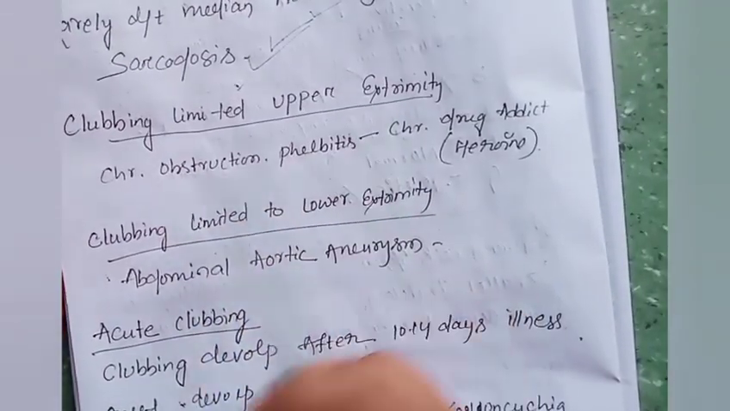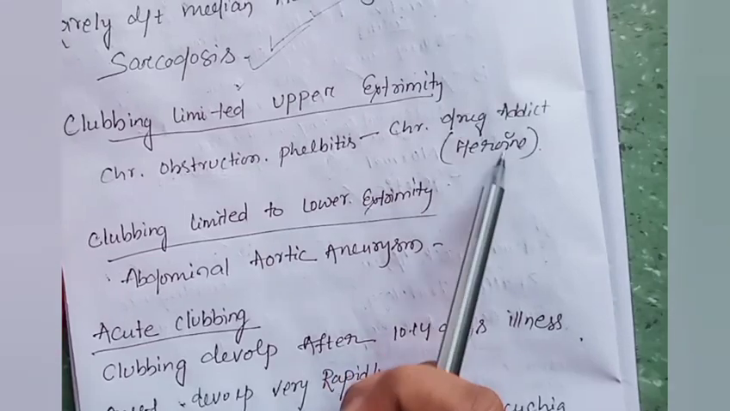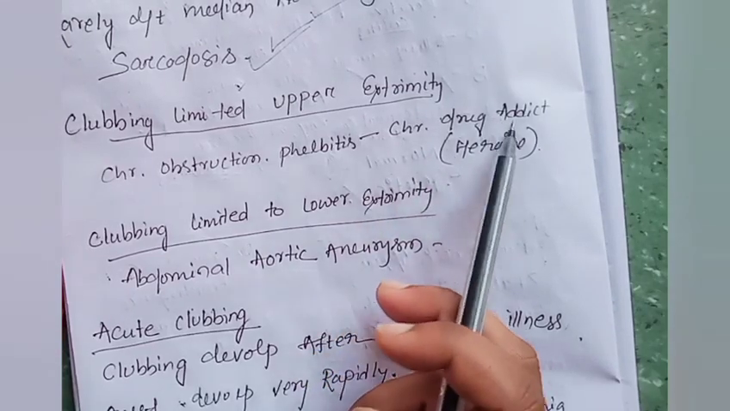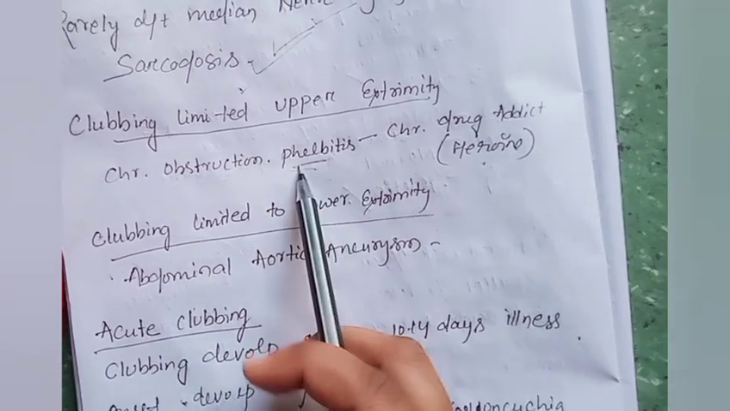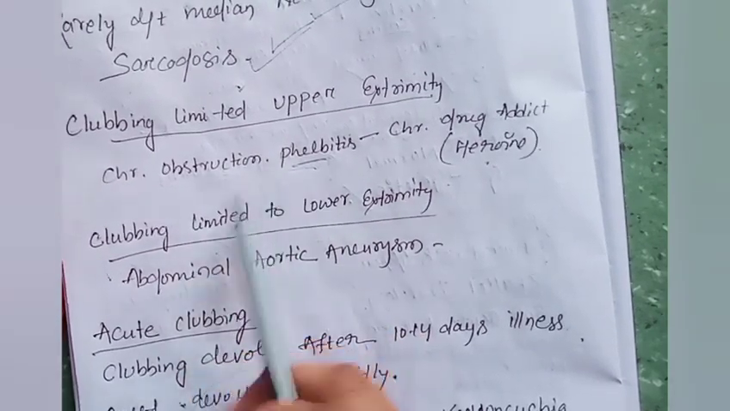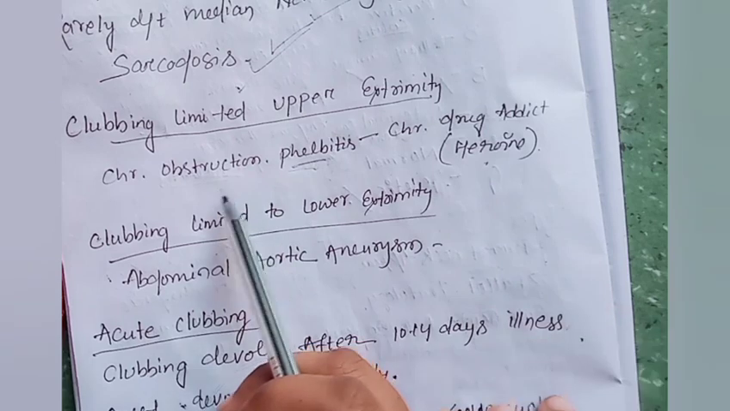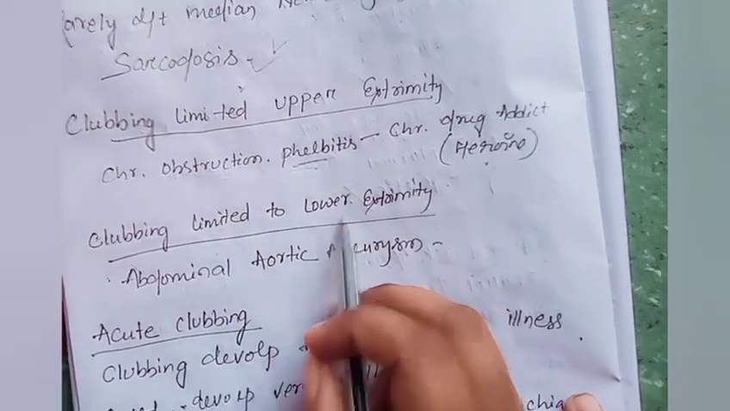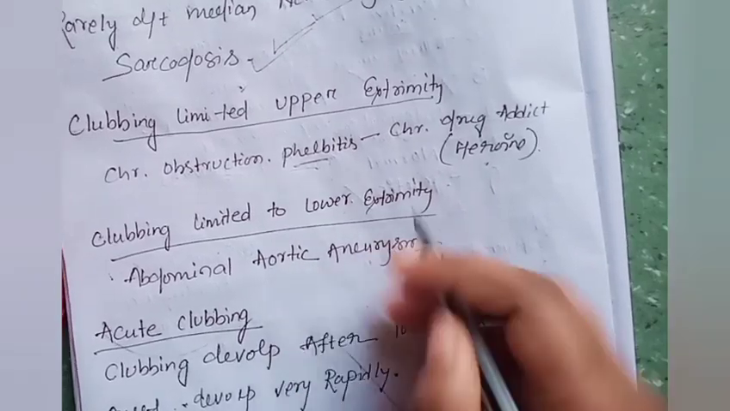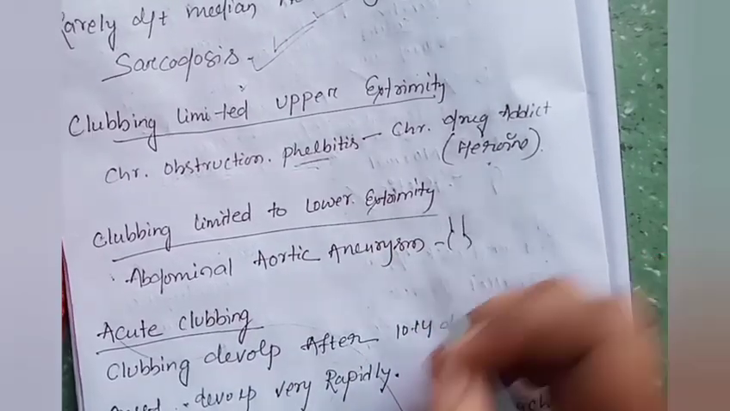Then clubbing limited to the upper extremity. That is in any person who is a chronic drug addict, like heroin, there will be chronic obstruction due to phlebitis. Phlebitis means inflammation of a vein. There will be vein inflammation with obstruction due to heroin abuse. Clubbing limited to the lower extremity is due to abdominal aortic aneurysm, meaning dilatation of the abdominal artery.